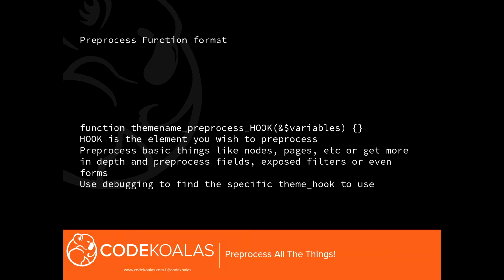So at their simplest, you could just do theme preprocess node, and that would give you variables for the node. You could do theme preprocess page to change things on the page. But if you wanted to change, say, a field, a details element, an input, a filter, you can get very specific, and those Twig debug comments will show you how to use that, show you what hook to use.